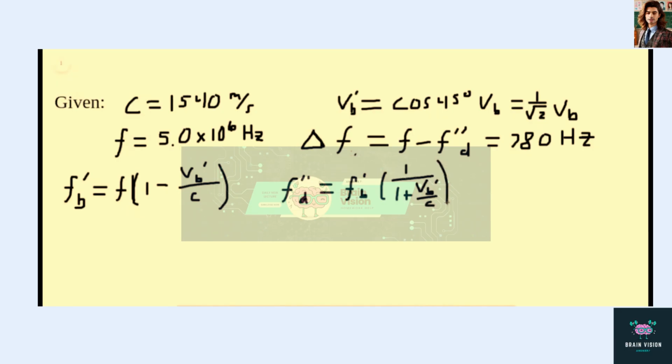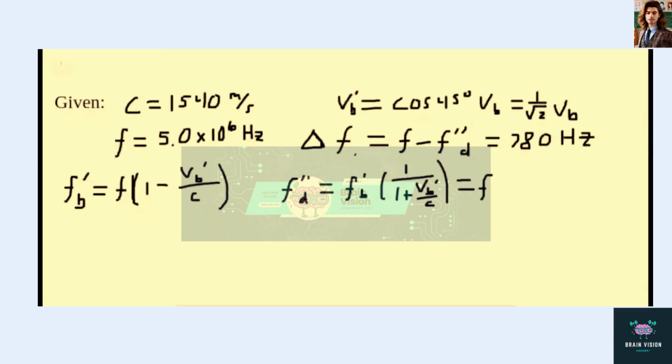So that means that if we plug in our V sub B prime that we just found in the previous equation, F double prime D is equal to F times 1 minus V prime B over C divided by 1 plus V prime B over C. Well, we'll just multiply through by C. So that's going to be multiplied by C minus V prime B divided by C plus V prime B.